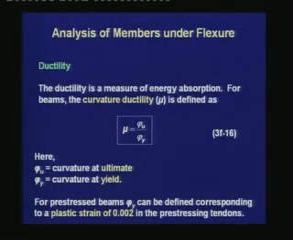Another important concept we come to know by studying the behavior is the concept of ductility. The ductility is the measure of energy dissipation. For beams, we define the ductility in terms of curvature, and we are denoting this ductility as mu. The curvature ductility is the ratio of the curvature at ultimate, which is denoted as phi u, divided by the curvature at yield, which is denoted as phi y. When we are designing for seismic situations, the ductility becomes an important consideration for energy dissipation.